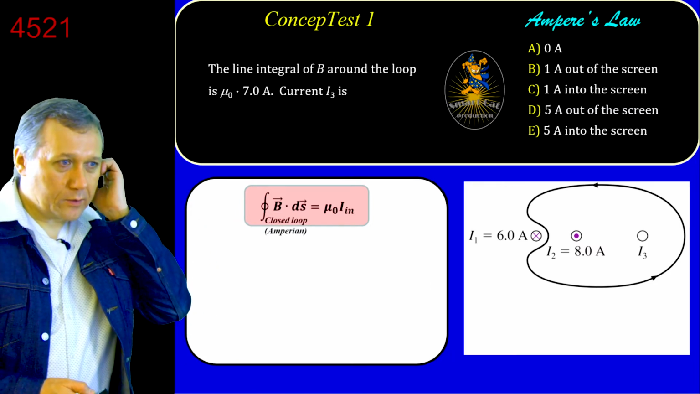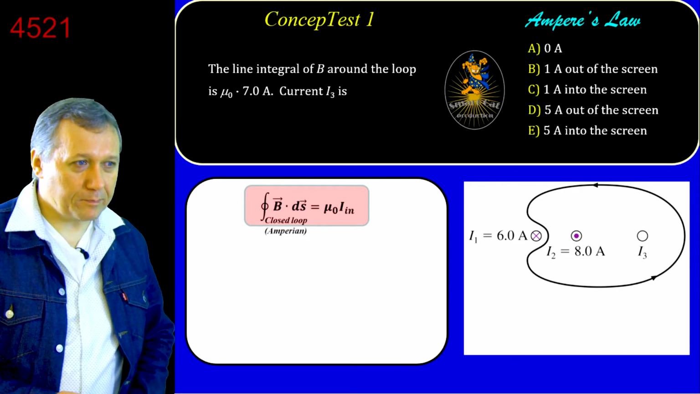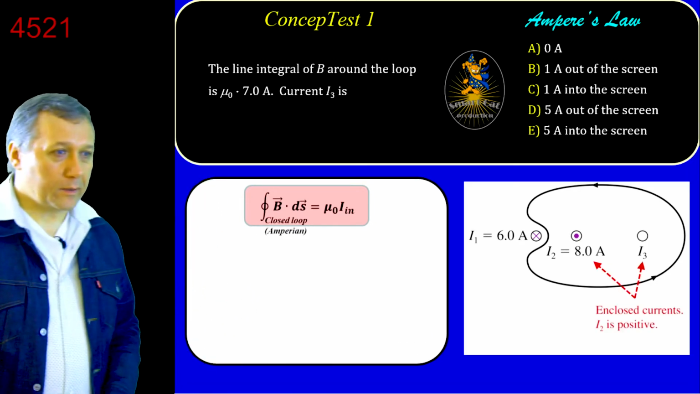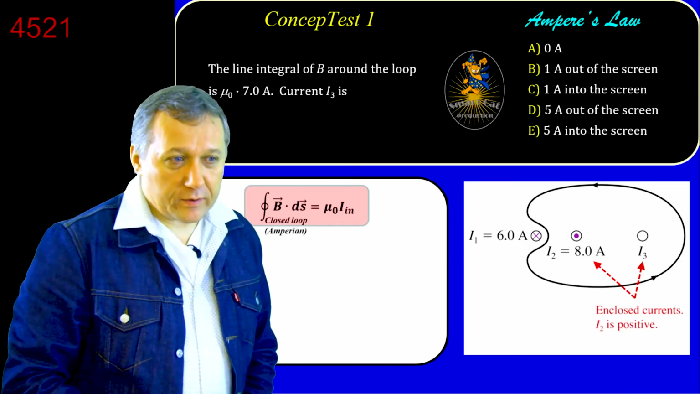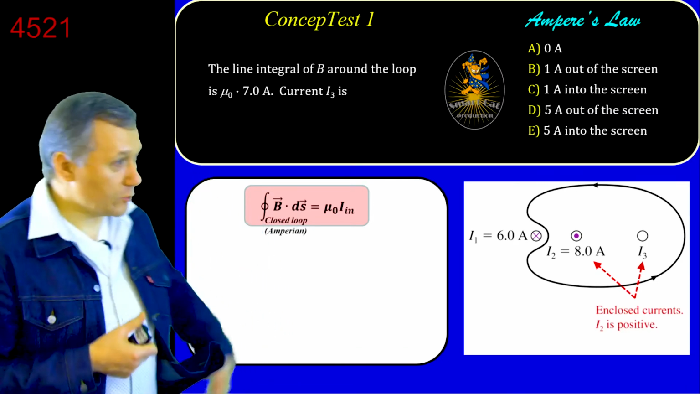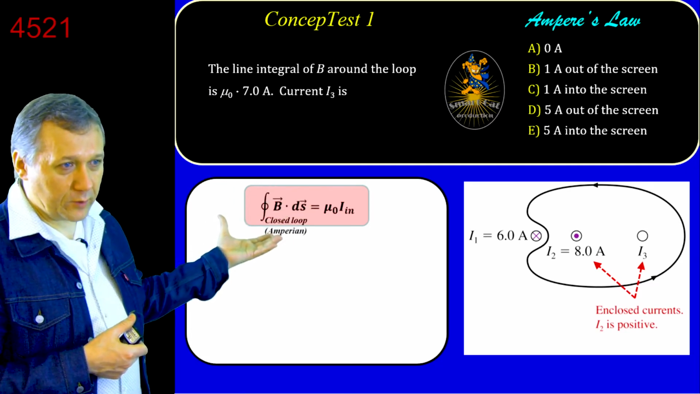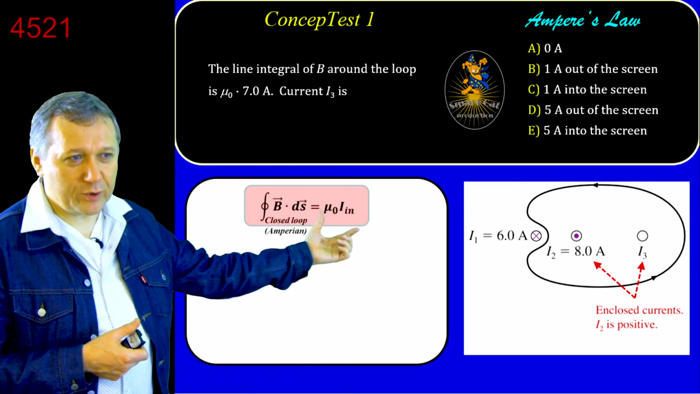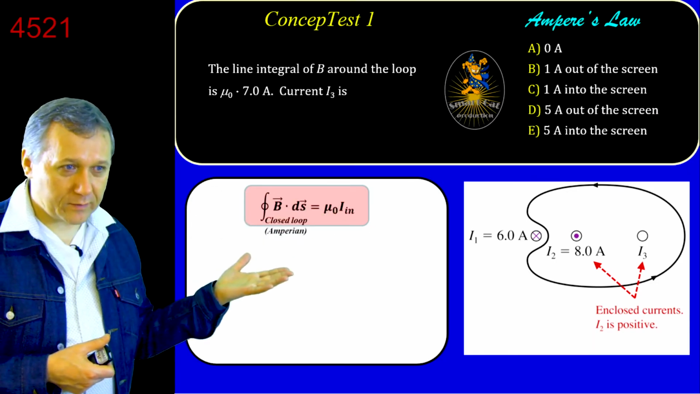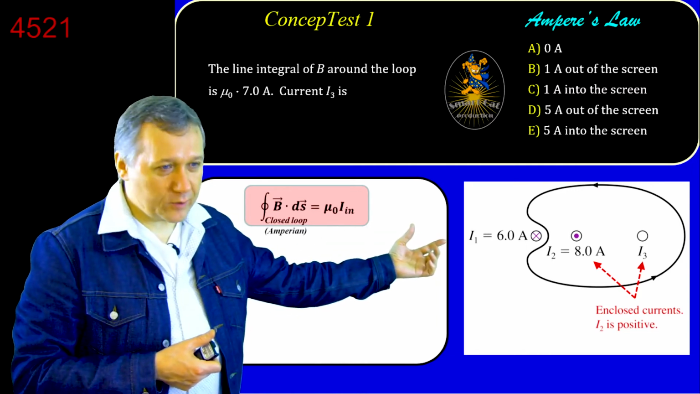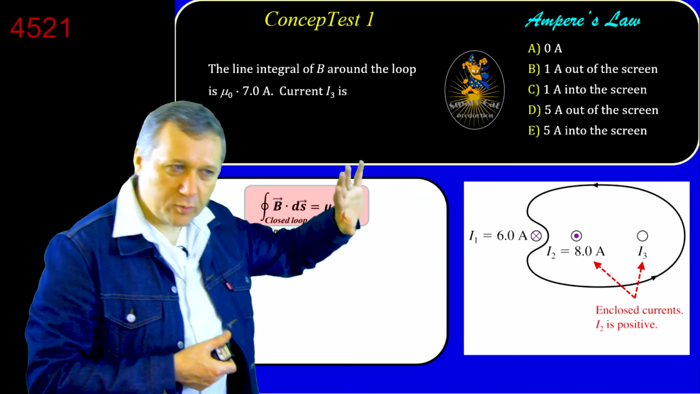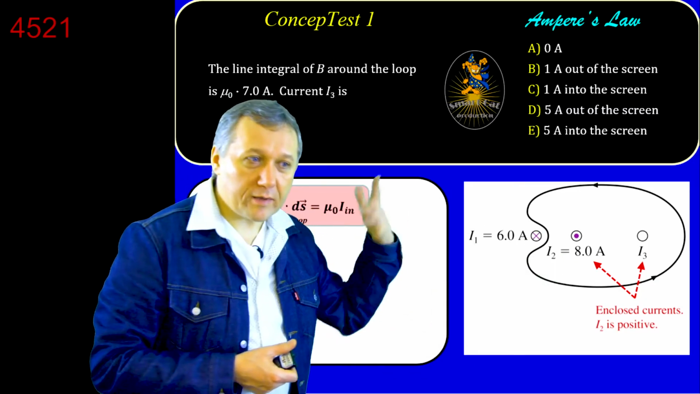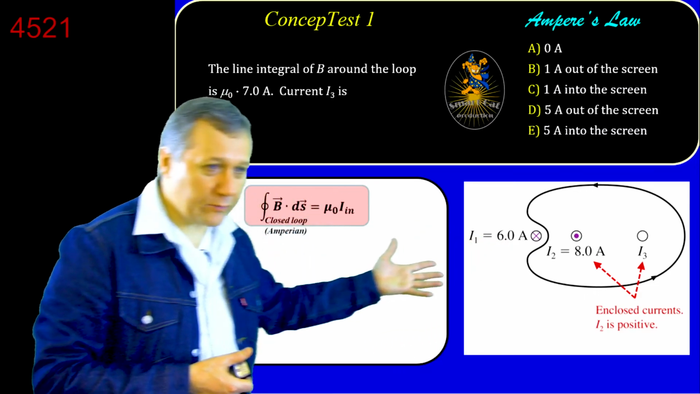Okay, all right. So yeah, it's a direct application of Ampere's law. First of all, which currents are enclosed and which are not, because we know the value of the integral, 7 mu naught. So we just need to look at the enclosed current. Obviously I1 is outside of the loop, so forget about I1. We have only I2 and I3.